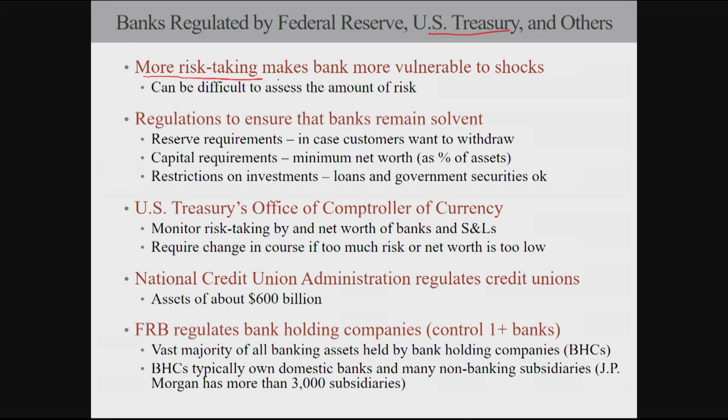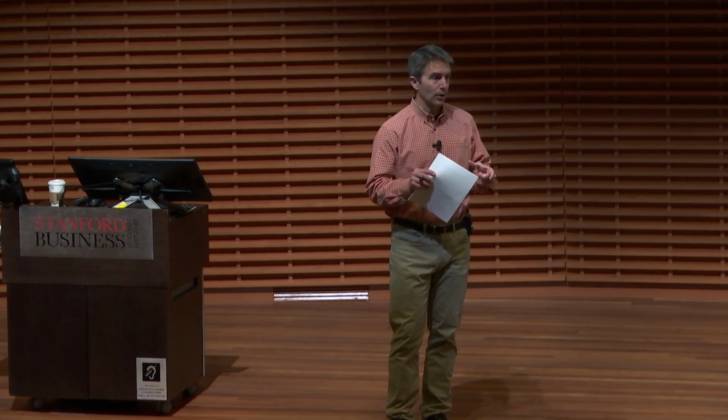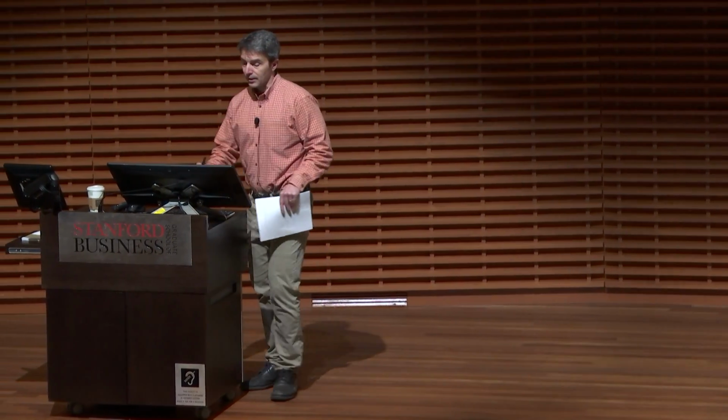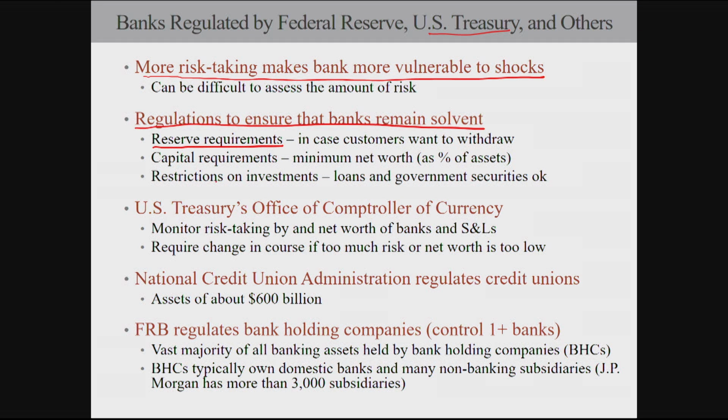So as a bank takes more risk, they're more vulnerable to shocks. And there are various government regulations that exist to ensure that banks remain solvent. Okay, so essentially one of these that we alluded to a minute ago is reserve requirements. A requirement that the bank keep basically in its vault or in an account at the Federal Reserve a certain percentage of their deposits. Okay? And this is in case customers want to withdraw.